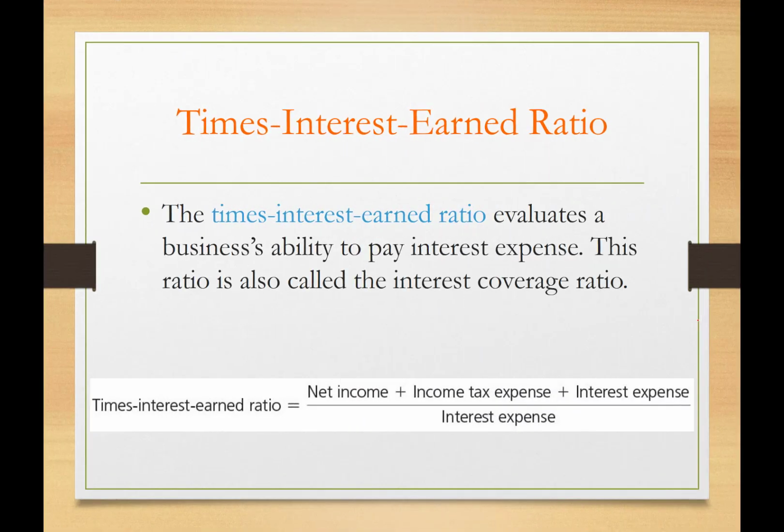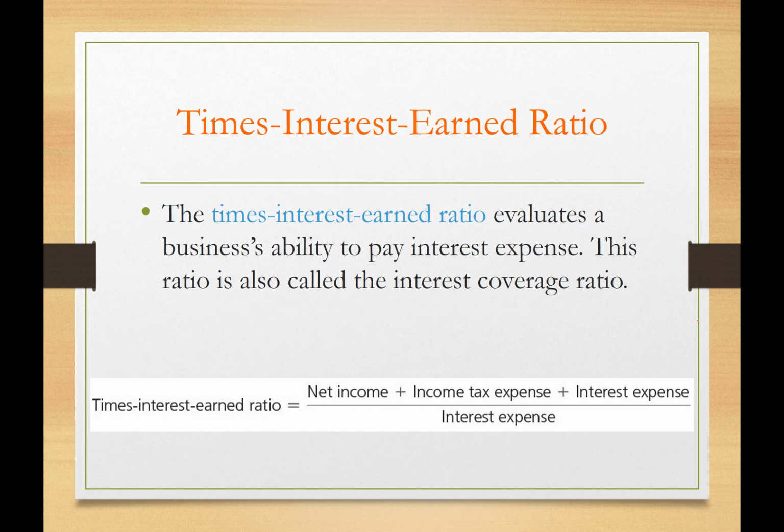The times interest earned ratio basically tells us how effectively can we pay our interest expense. And we simply would take here the net income plus the income tax expense plus the interest expense, and we divide by interest expense. And obviously, if we look at this here, we want the numerator to be higher. We want this to be a higher the better scenario.